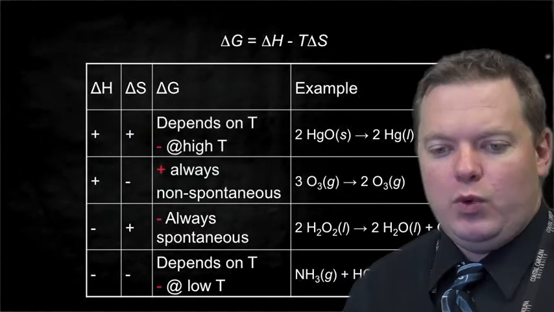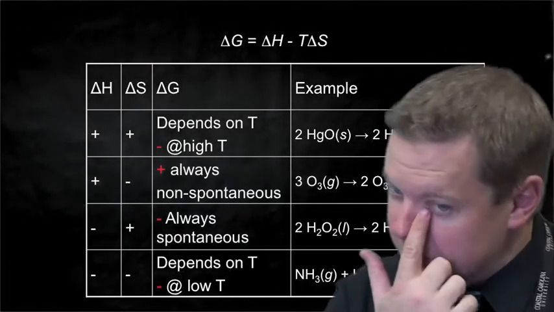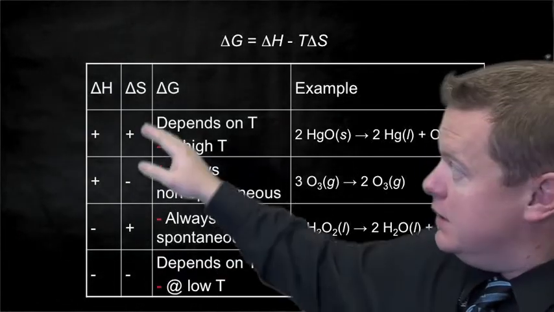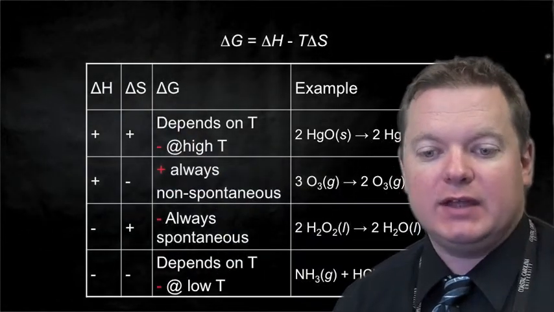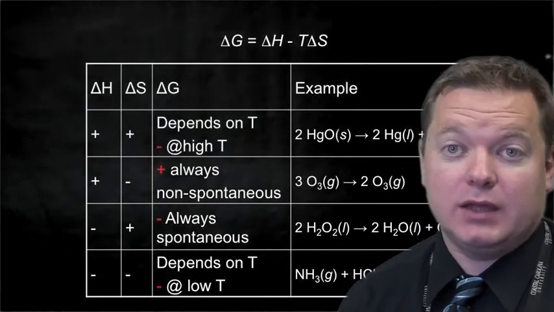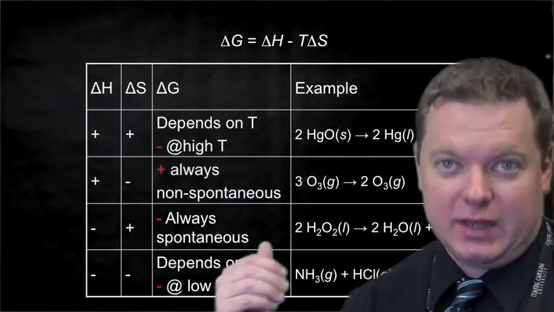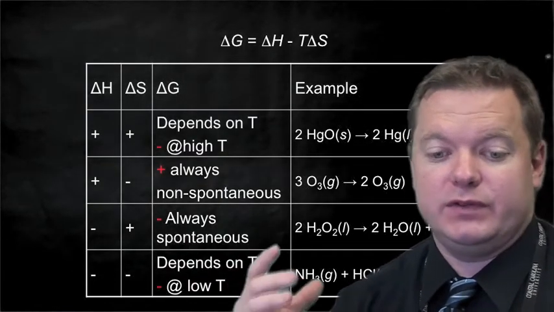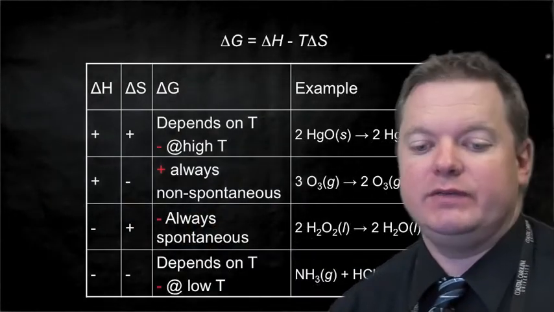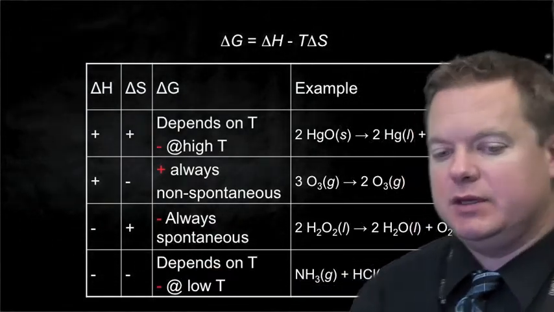So we want this delta G, which is equal to delta H minus T delta S. In order to get a positive delta G, that's going to happen when we have a positive delta H and a negative delta S. Because when we take that negative times the negative, we're going to get a positive. So that's always going to be positive. So when we have a positive delta H and a negative delta S, that one is always non-spontaneous. It's listed here.